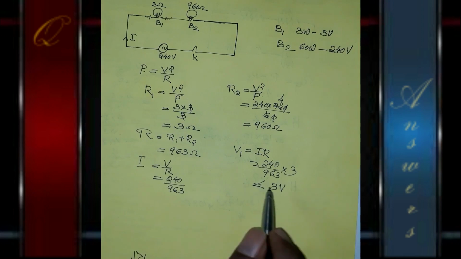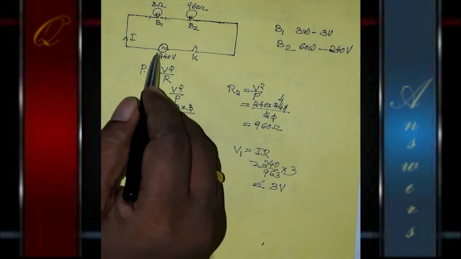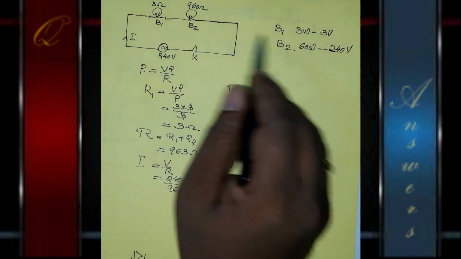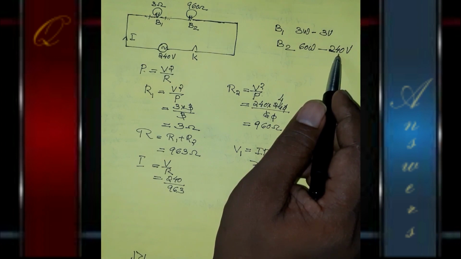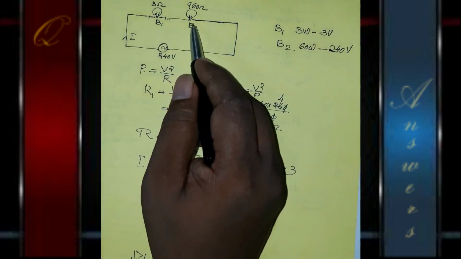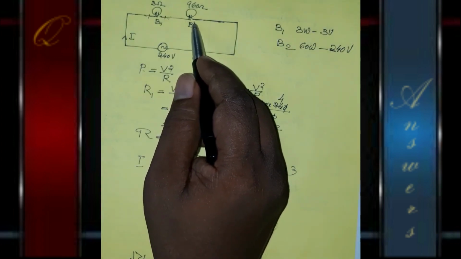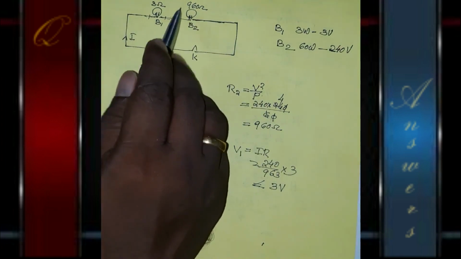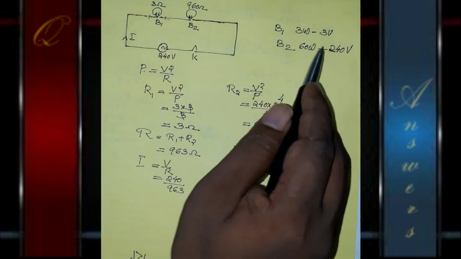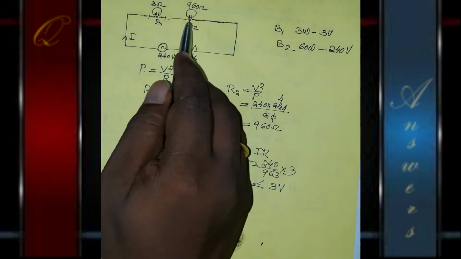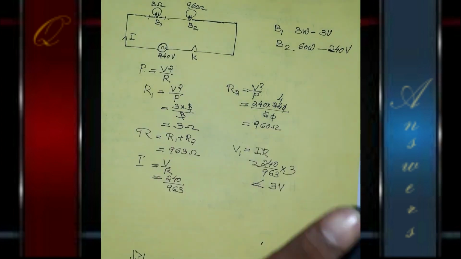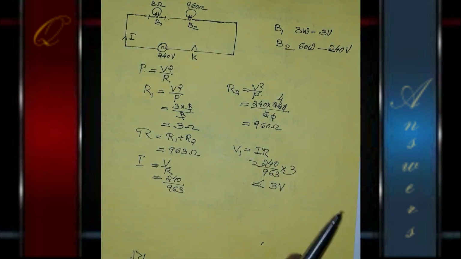B2. Here 240 volt is supplied. The specification of this bulb is 240 volt. So of course here the voltage will be less than 240 volt, because some voltage will be dropped across the first bulb and the balance will be here. So the supplied voltage will be less than 240 volt. So this bulb B2 also will be glowing. No problem, these two bulbs will be glowing. Nothing will be damaged when the key is switched on.